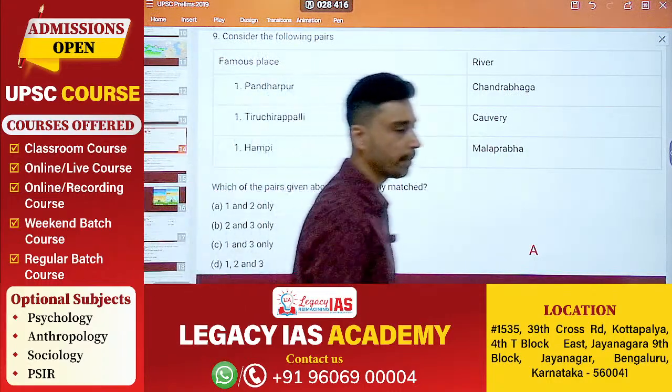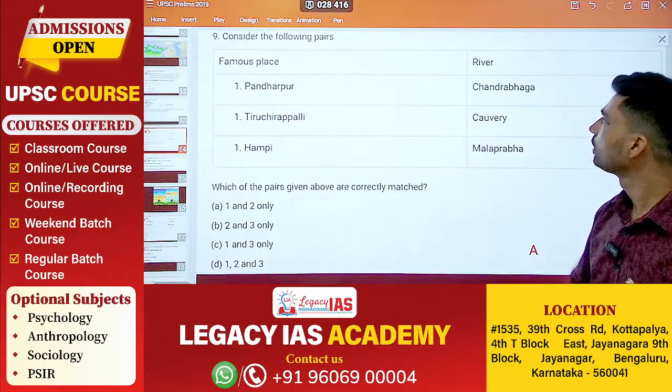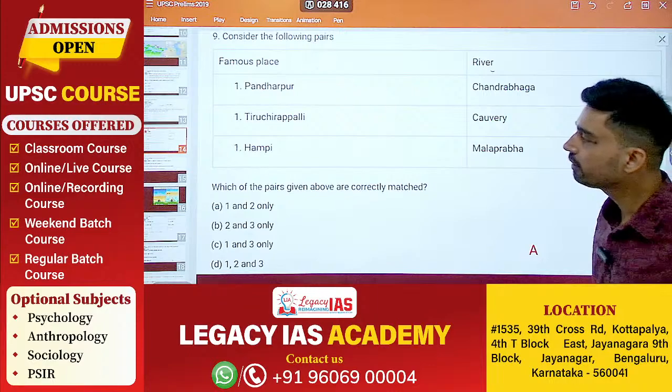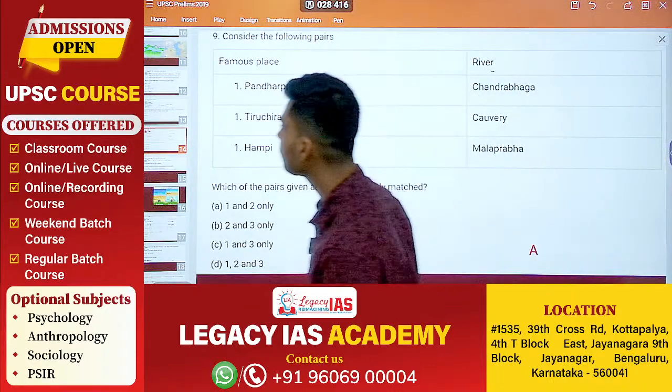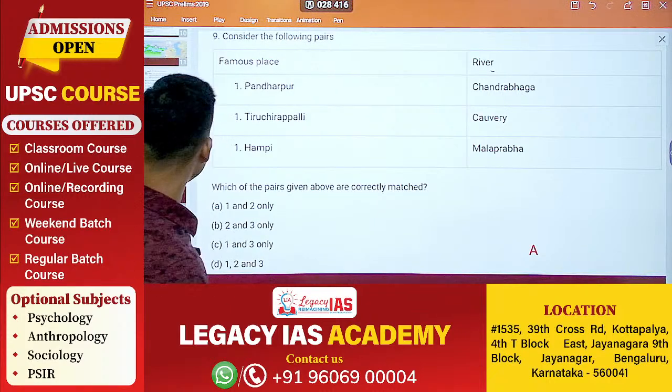Again, a simple match the following kind of question. On one side you have been given famous places, and on the other side you have been given the names of rivers. You have to find out whether these famous places are situated on the given rivers, true or false.